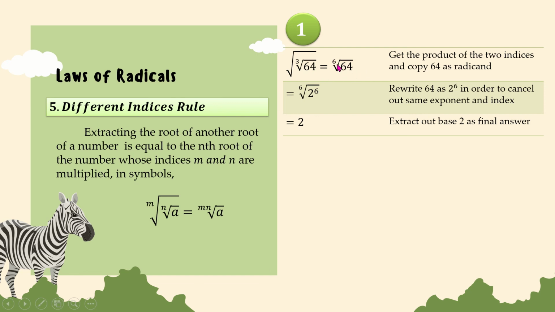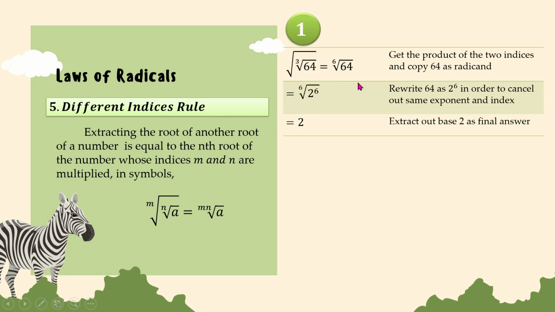So yung na 6 naman na, sir. So ganito gibuhat, gi-multiply ang index m og n. So index diri kay 2. So primero. Then ay kadong index 3. So 2 times 3 is 6. Then gikopya nato ang radicand 64. Para ni radicand a. Next. So first is we get the product of the two indices and copy 64 as radicand.